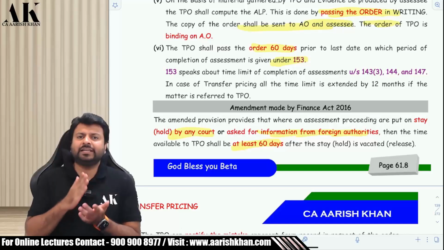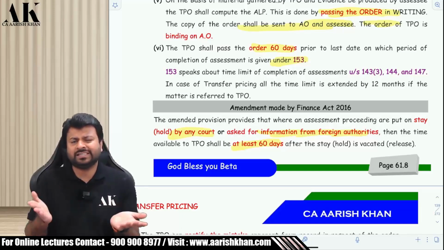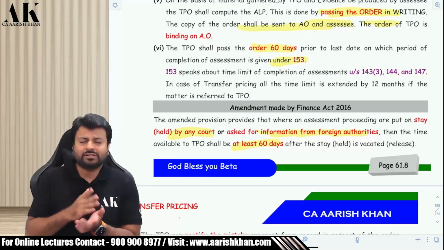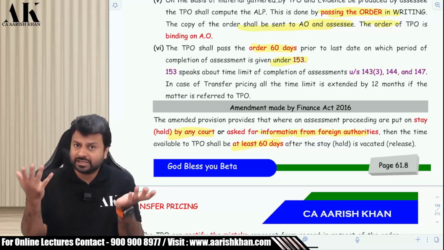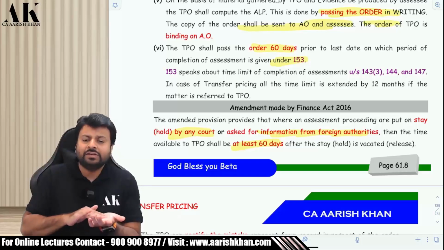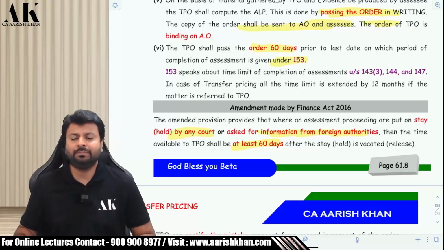Suppose the assessment is on hold because of some reason, like it is mentioned over here. Now, suppose it was on hold for 50 days. So you will get that 50 days, no doubt. You get that extension of 50 days. But apart from that, you will also get at least 60 days to complete the order which is passed under this section.